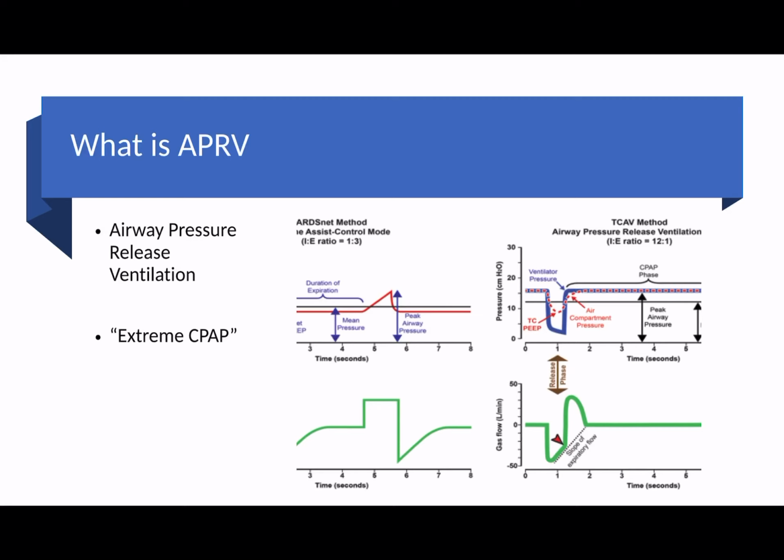The way to think of APRV is essentially extreme CPAP. CPAP, or continuous positive airway pressure, is where you're basically just blowing the lungs full of air with a continuous pressure, and that just opens up all of the alveoli that are possible to be recruited.